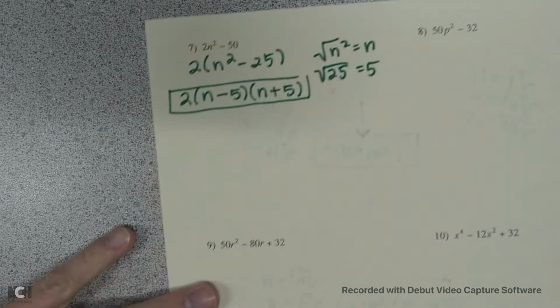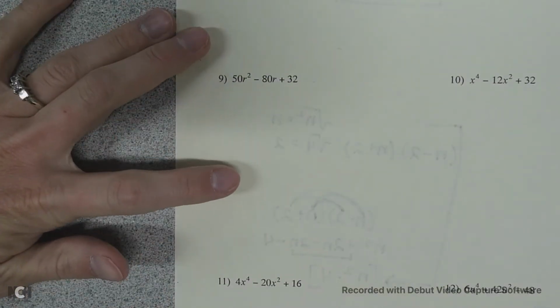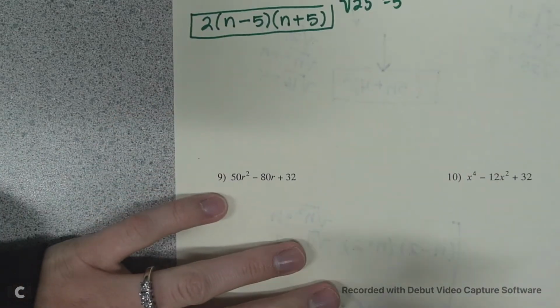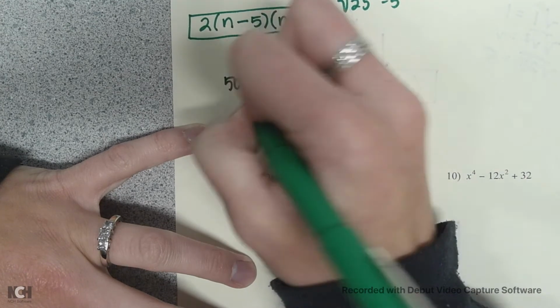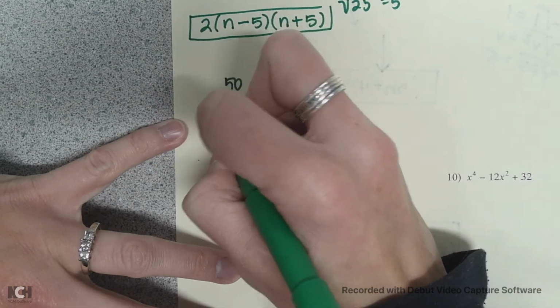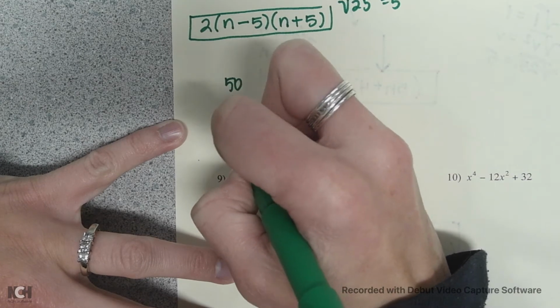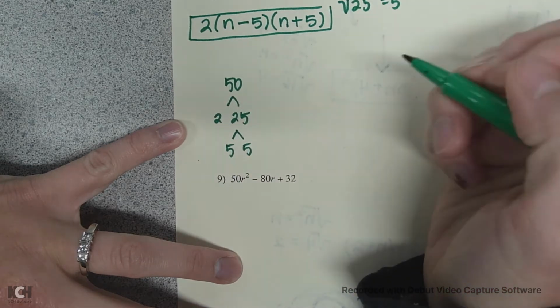Okay, number 9. On this guy, a little bit trickier, but not too bad. We are going to see if he has a GCF. You can pick a small number and kind of go from there, or we can make factor trees. I'm going to just above here, while I have some room, make some factor trees. So 50 can be broken up into 2 and 25, and then 25 is 5 and 5. So there's my factor tree. So 2 times 5 times 5 will give me 50.